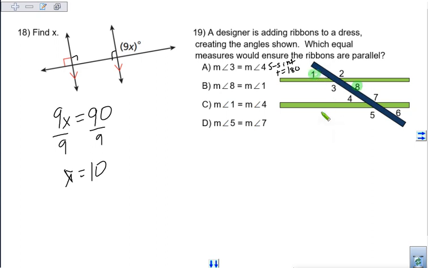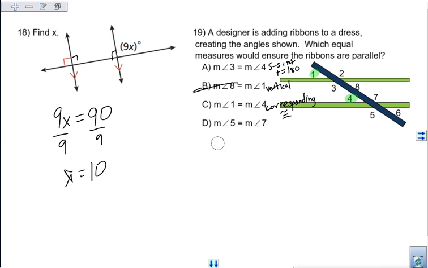Then we have angle 8 and angle 1 being equal. That only deals with one set of those lines, and those are vertical angles. That doesn't tell me that the green ribbons are parallel to each other. So we know it's not that one. Then we're looking at angle 1 and angle 4. Angle 1 and angle 4 are on the same side of the transversal. One's outside and one's inside though. And those are corresponding angles. And corresponding angles are congruent. So that could be my answer, because that's all the time that those would be equal.